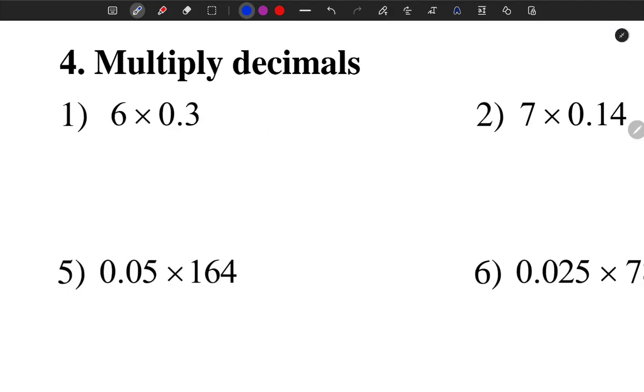Multiplication of decimals. To multiply 6 and 0.3, first we need to multiply 6 and 3, then divide by 10. Why by 10? Because in this multiplication, in total we have one decimal number. That's why we divide this multiplication by 10 and we get, when we multiply 6 and 3, we get 18. Then 18 divided by 10 gives us 1.8.